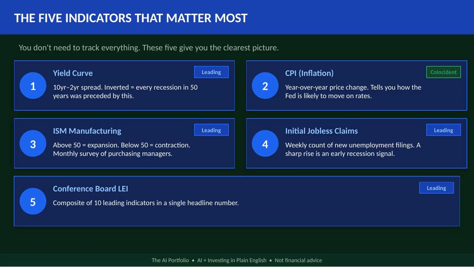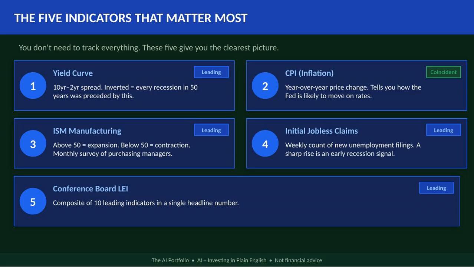Fourth, initial jobless claims, the weekly count of new unemployment filings. A sharp rise is one of the earliest recession signals. Fifth, the Conference Board Leading Economic Index, a composite of 10 leading indicators that gives you a single headline number.